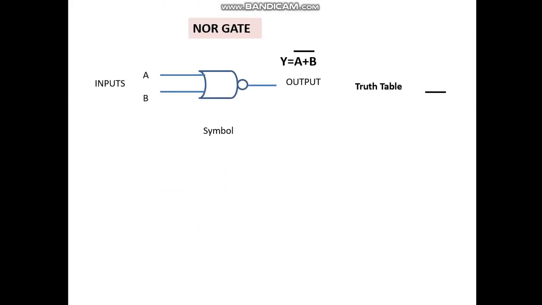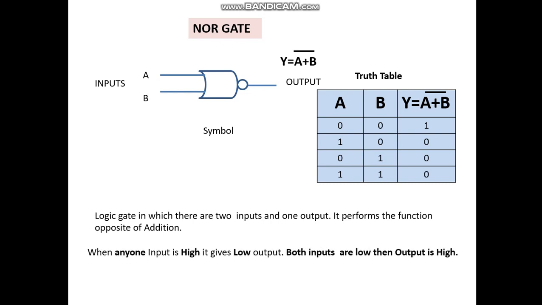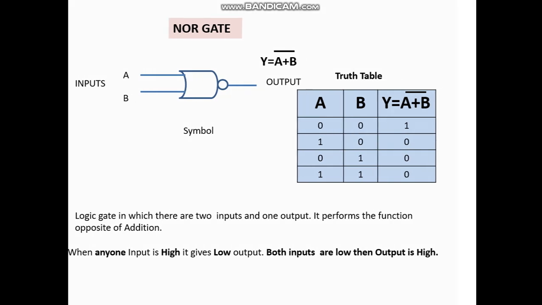Now that's the NOR gate. That's the symbol, the truth table here. So it's a logic gate in which there are 2 inputs and 1 output. It performs the function opposite of addition. If any one input is high, it gives low output. Both inputs low, then the output is high.